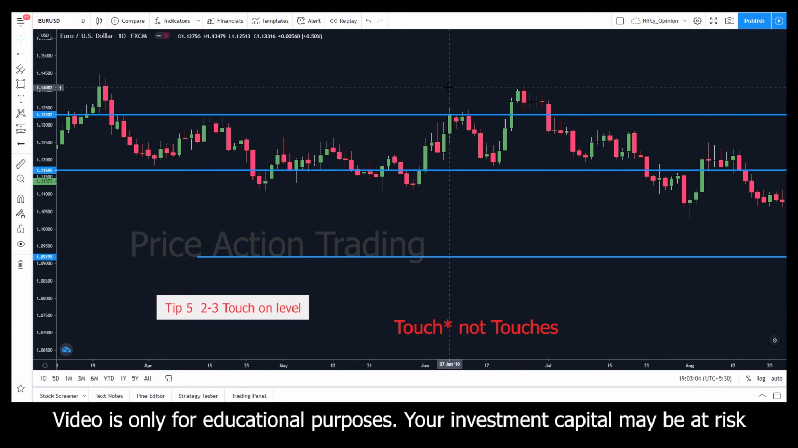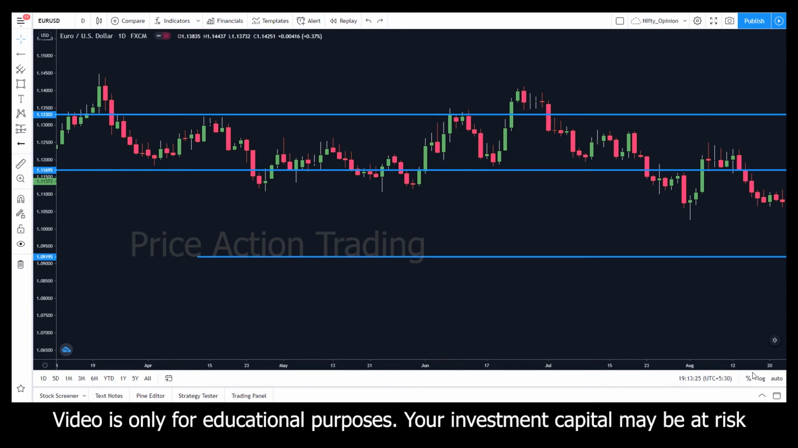I mean, you can trade. It's up to you. Sixth tip would be to use the recent price to mark the support or resistance line.